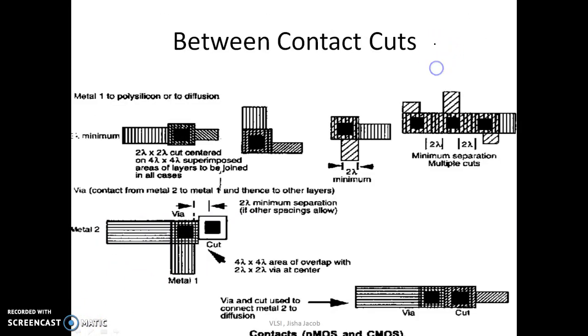A contact cut is actually drawn as a big square with a small square inside it. The big square is 4 lambda by 4 lambda and the small square is 2 lambda by 2 lambda. The small square is fully black in color, as you can see in this page. The dimension is 2 lambda by 2 lambda and it is situated in the center of the contact area.